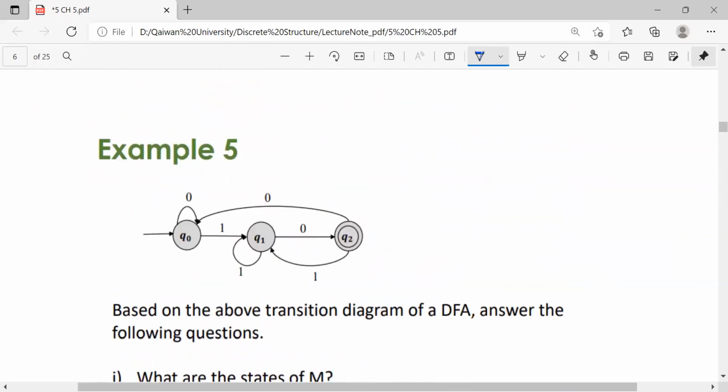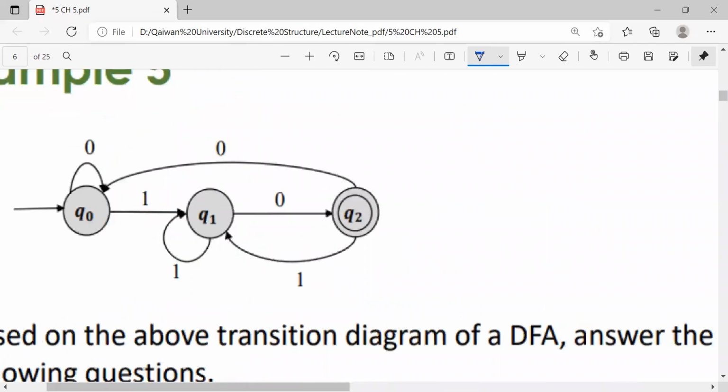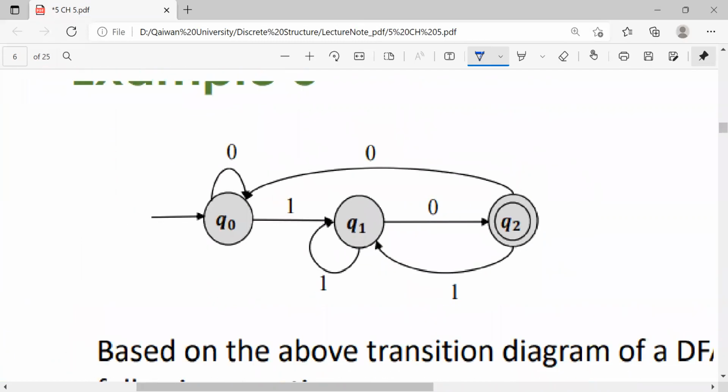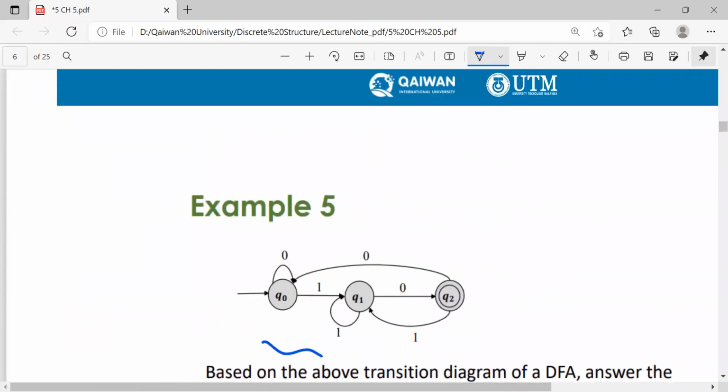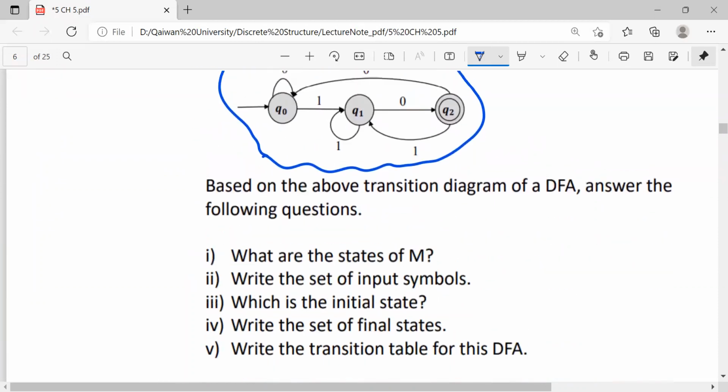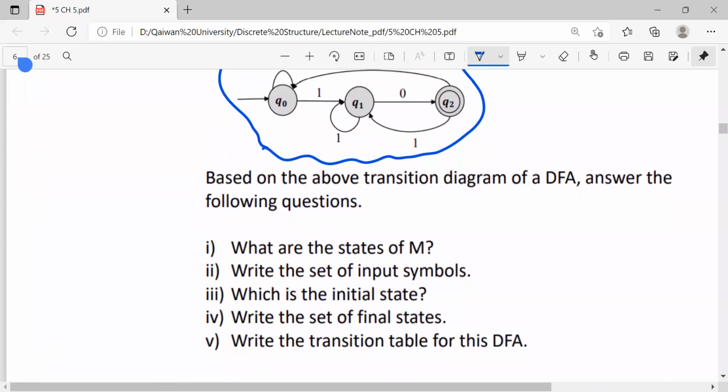We now have this example. For this example, we have given this transition diagram or graph. It says, find the following. What are the states of M? We just write down all the states. How many states do we have? Three, which are Q0, Q1, and Q2. It's a finite state set.